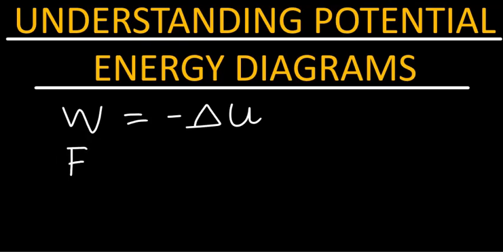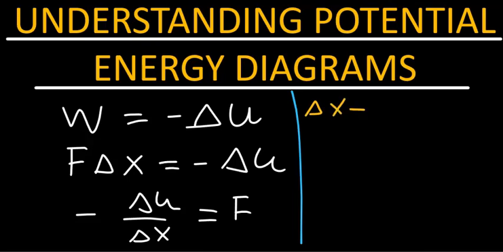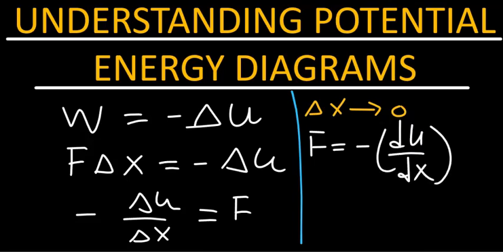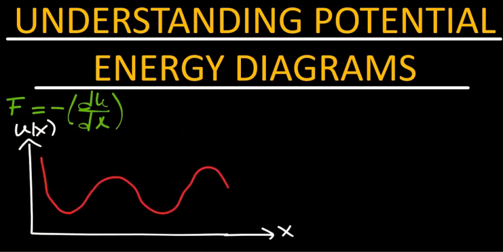Since the work is defined as force times a displacement, equating that to minus delta U, you see that minus delta U over delta X is the force. Or in the limit where delta X tends to 0, we write the conservative force equals minus dU/dx. In this video, we are predominantly interested in the energy diagram or energy graph, namely the potential energy graph, U versus X. Let's assume as an example you have the following potential energy graph.